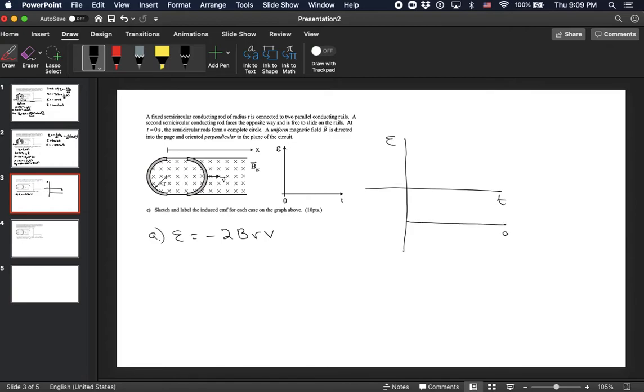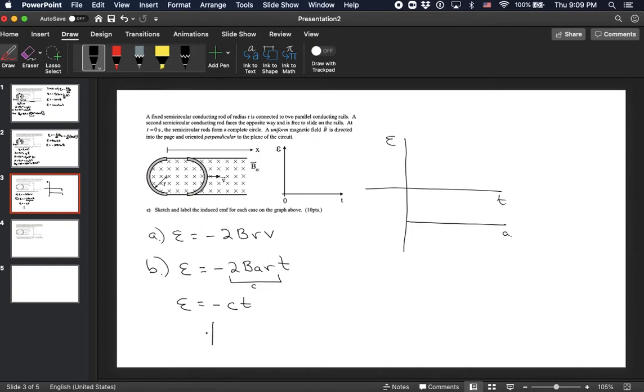So that's A. And then for B, the EMF is equal to a negative 2BAt. This part is just a constant. So I'm going to have E equal to a negative of some constant, which I'm just going to call C, times t. And now if I just had C times t, I would have a line.